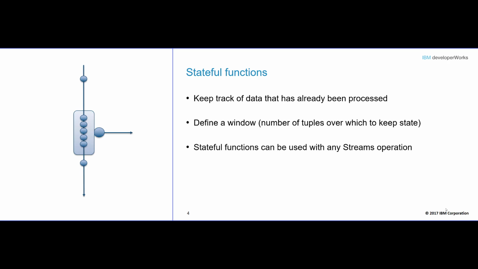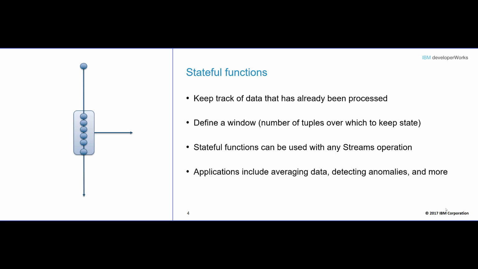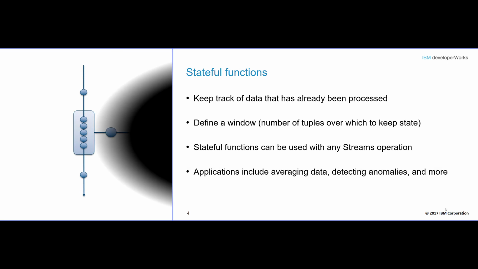Callable objects that maintain stateful data can be passed to any stream's operation. In this example, the stateful function is summing up the values of the past 6 tuples and outputting their sums to a new stream. This is simply one type of useful application of stateful functions. Others could include, for example, taking averages or real-time detection of anomalies in a set of data.